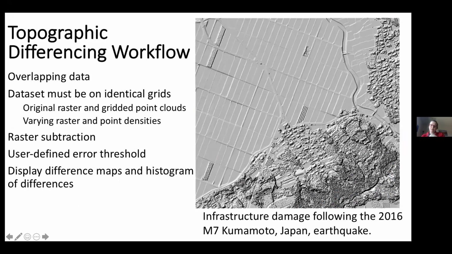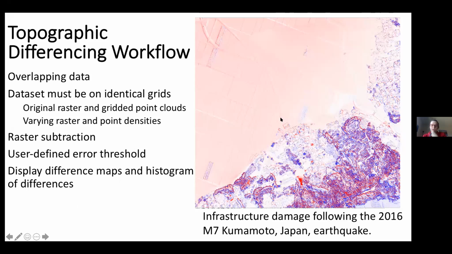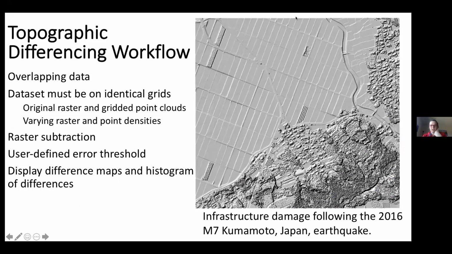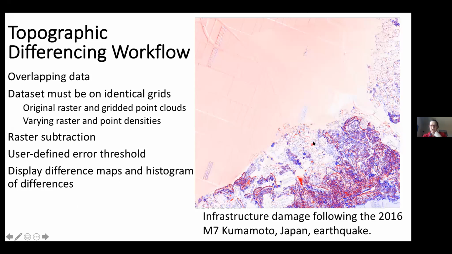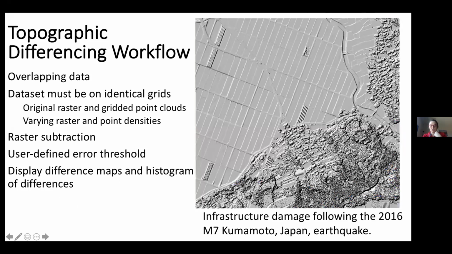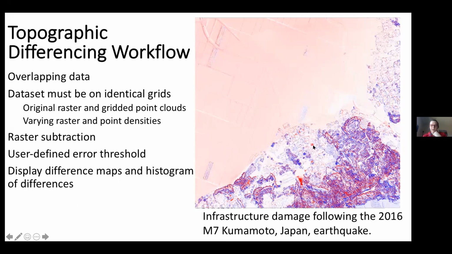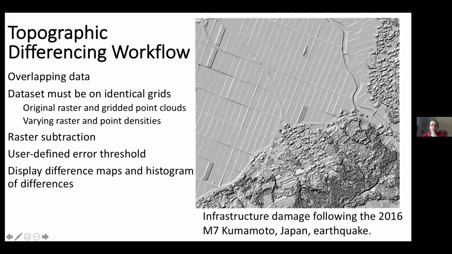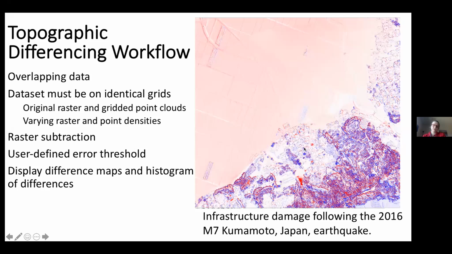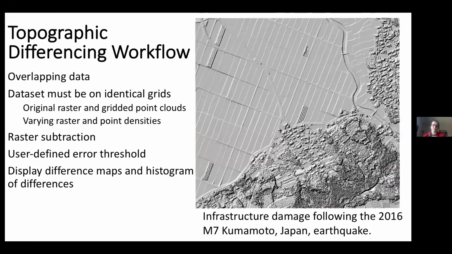So here's an example of topographic differencing results for the Kumamoto earthquake in Japan. And you'll see a few faults highlighted in these locations. You also see that this house here is red. Fortunately, this means that the house fell or was highly damaged during the earthquake, but this plot does show that we can use topographic differencing to characterize damage from earthquakes.